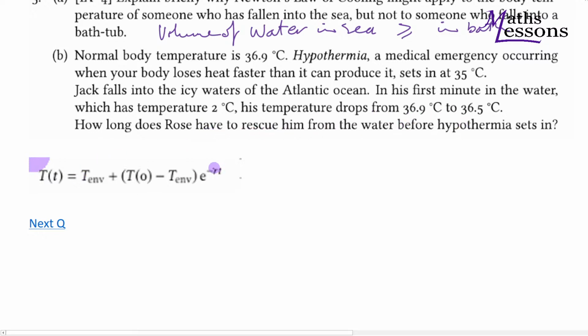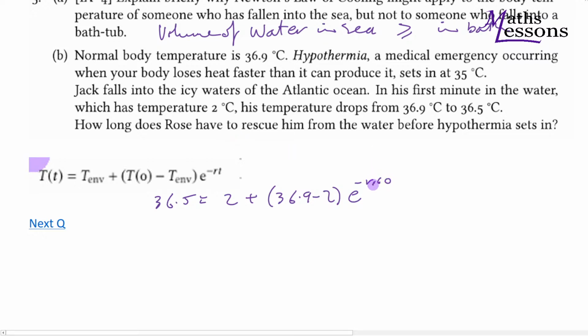So what we need, first of all, is to find our constant here, r, by putting in the values we know. So the temperature at time t is 36.5. The temperature in the environment is equal to 2, plus the temperature at t0, which is 36.9, minus the temperature in the environment, 2, times e to the minus rt, and t is equal to 60 seconds.